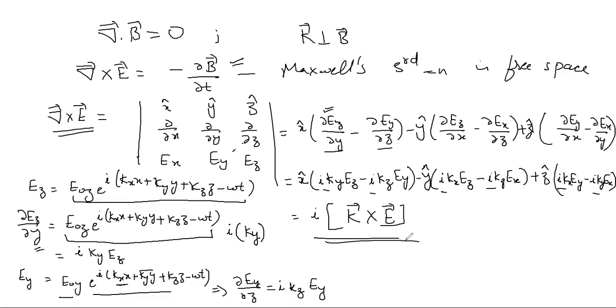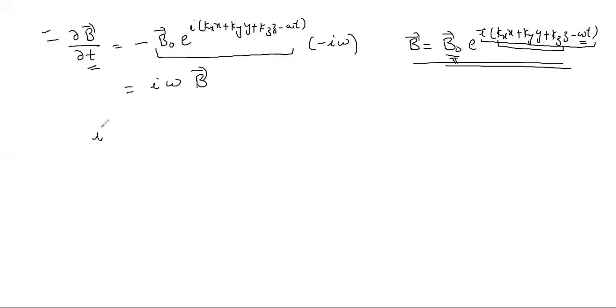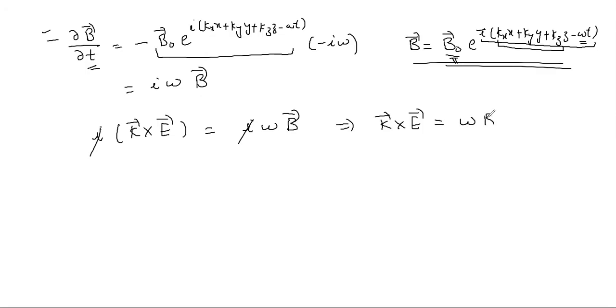Left hand side was equal to this term, right hand side was equal to this term. So now if we put both of these terms equal to each other, that means we are saying that iota k cross E is basically equal to iota omega B. Iota cancels with iota. So from here you are saying that k cross E is equal to omega B.